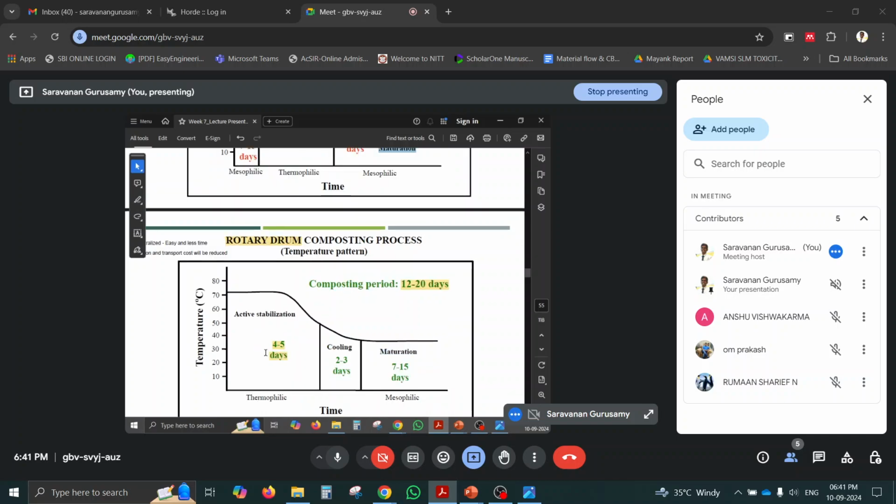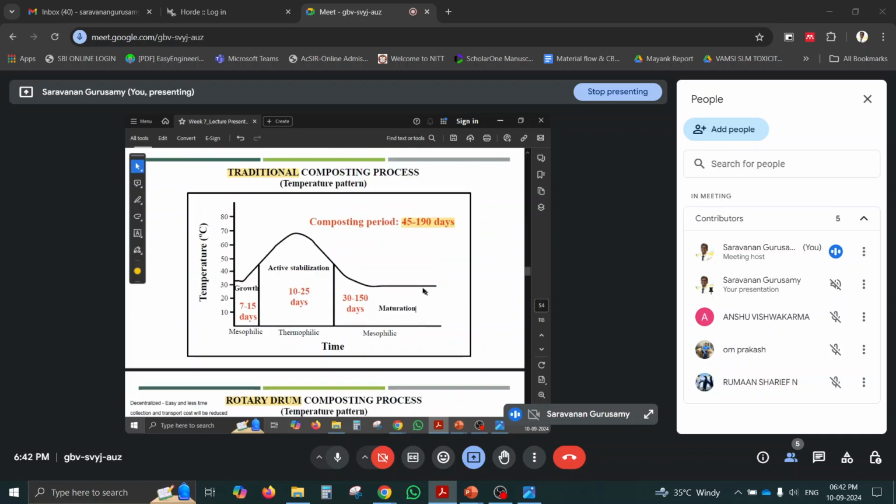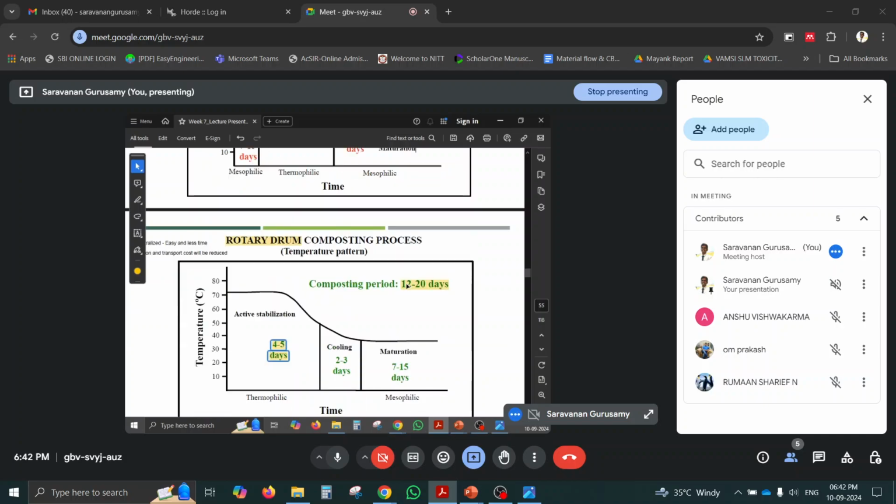But in the rotary drum, there is no need for a growth phase because we already have inoculum, having rich microorganisms. So it directly starts the active stabilization. So it will reduce the time for composting. See, 45 to 190 days into 12 to 20 days. Active stabilization will take only 5 days, and then cooling will take 2 to 3 days, and then maturity will be 7 to 15 days. So thermophilic and mesophilic are the first and second phases.